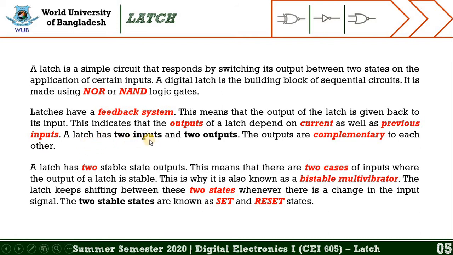A latch has two inputs and two outputs. The outputs are complementary to each other. Well, a latch has two stable state outputs. This means that there are two cases of inputs where the output of a latch is stable. This is why it is also known as a bistable multivibrator. The latch keeps shifting between these two states whenever there is a change in the input signal. The two stable states are known as set and reset states.